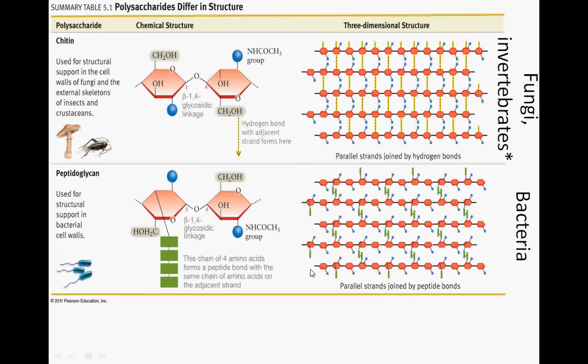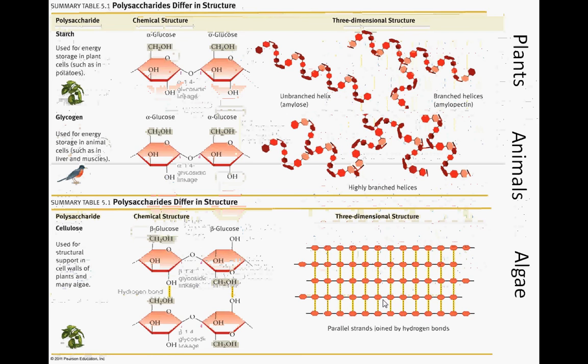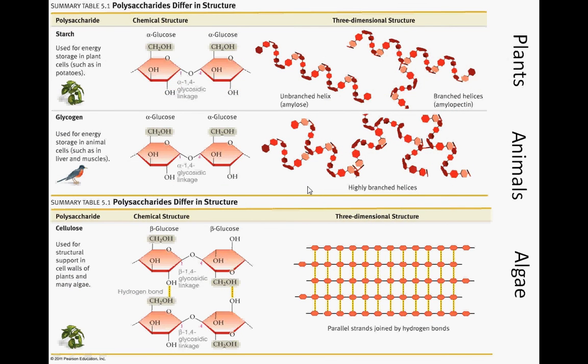The point of this slide here is that we've now got the same types of images for chitin and peptidoglycan. There are some minor differences between chitin, peptidoglycan, and cellulose, namely involving these side chains here, but the basic point that I want you to take away is that we once again have these nice parallel structures that are hydrogen bonding to each other, as opposed to the big tangle that we see with starch and glycogen.